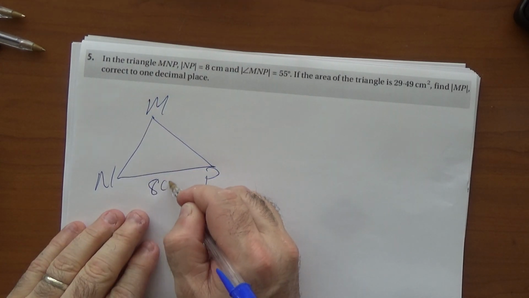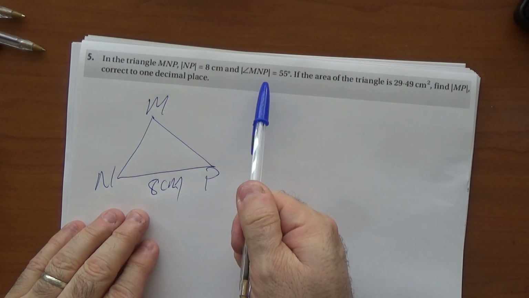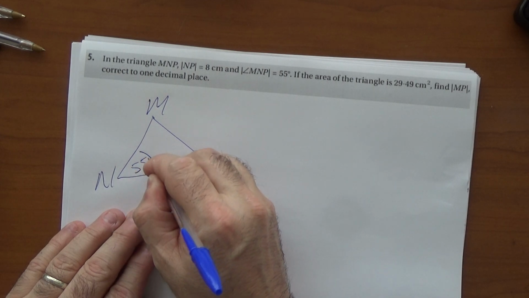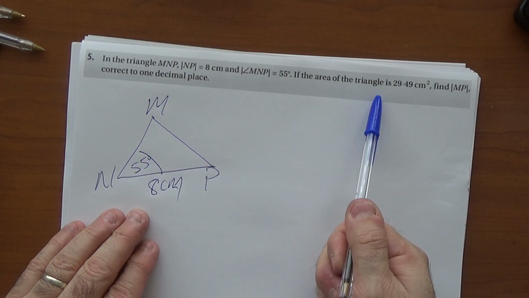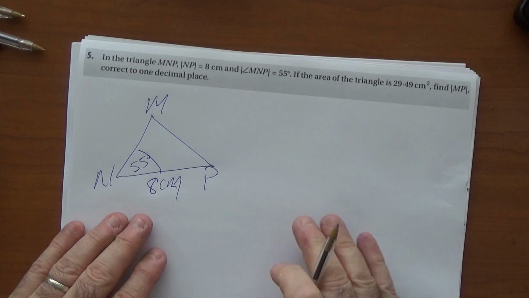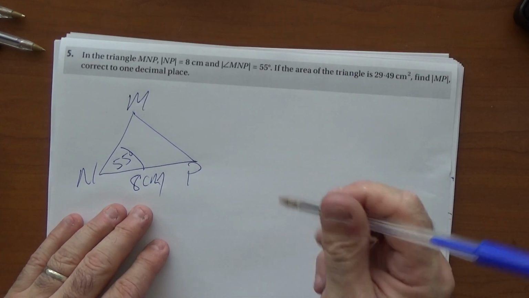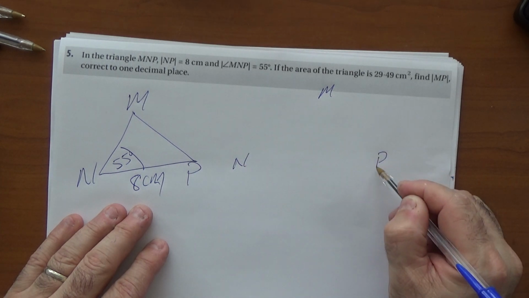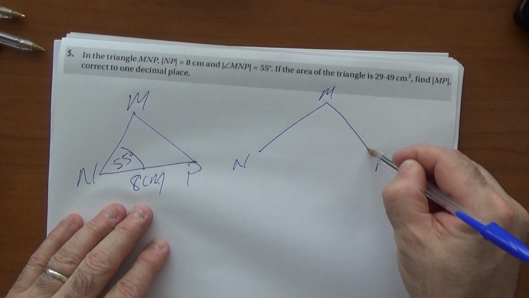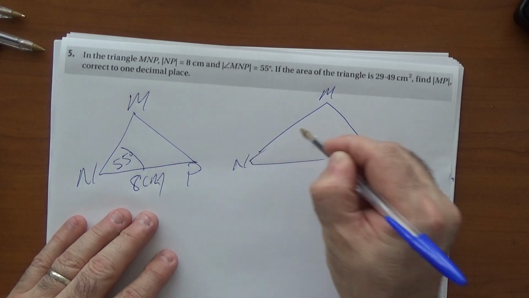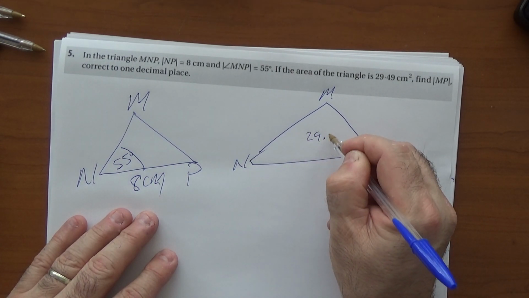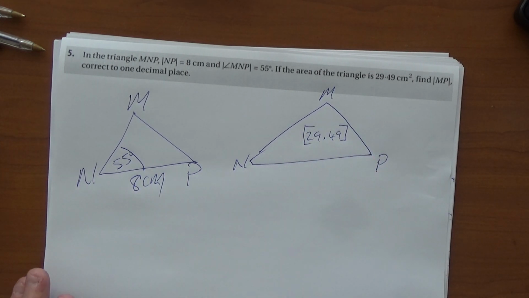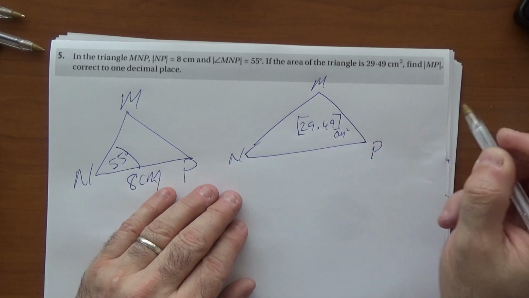NP is 8 centimeters. The angle at N is 55 degrees. If the area, now look, I want to show you how well I would depict that. Once I see area, I might want to give myself a lot more space for the triangle, and not be so greedy using up the internal space, because I want to write 29.49, and the way we depict area in maths is to put square brackets.